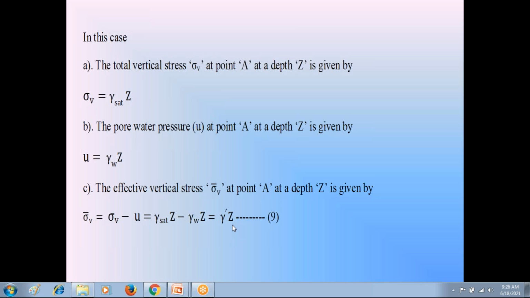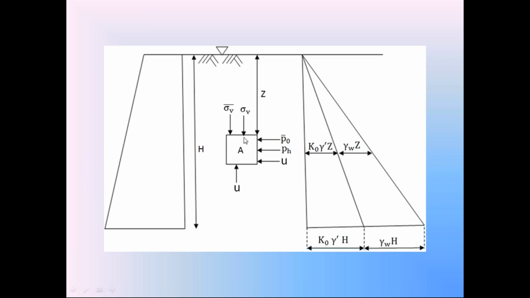Now we know that on the soil element, not only the vertical stresses, horizontal stresses are also acting on the soil element. Check this diagram, please. The soil element is subjected to not only the vertical stresses, the horizontal stresses are also acting on the soil element. Take P naught dash. P naught dash is the effective.